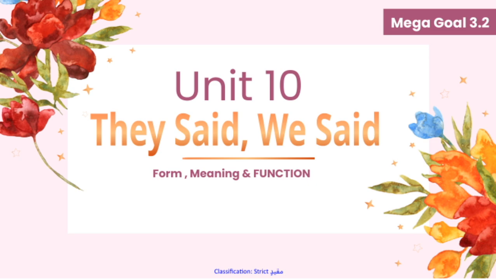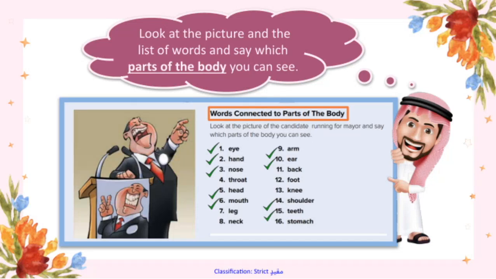So let's get started. Let's take a closer look at this picture. As you observe, think about the different parts of the body that are visible here. I'll also refer to the list of words on the slide, which will help us identify the specific body parts. This activity is a great way to connect what we see with the vocabulary we're learning. By doing this, we can improve our understanding of body parts and their names.